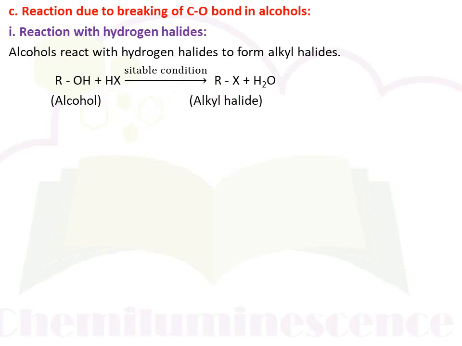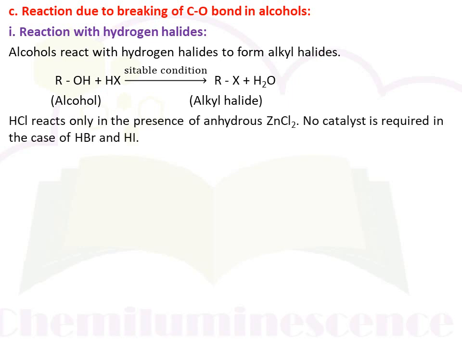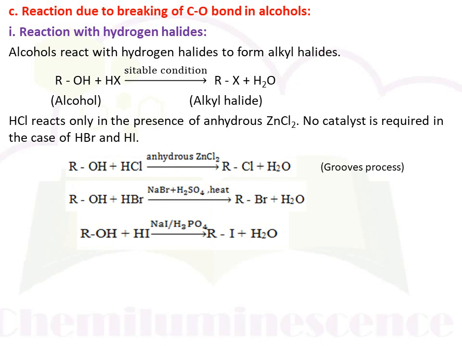When the hydrogen halide is hydrochloric acid, that is HCl, anhydrous zinc chloride is required as a catalyst, while for the reaction of alcohol with HBr or HI, that is hydrogen bromide or hydrogen iodide, no catalyst is required. Here you can see in this reaction, alcohol on reaction with HCl in presence of anhydrous zinc chloride gives alkyl chloride and water as products. This process is called the Groove process.